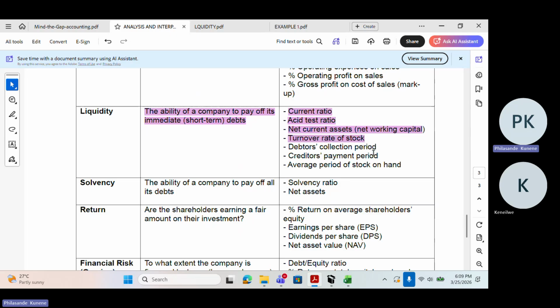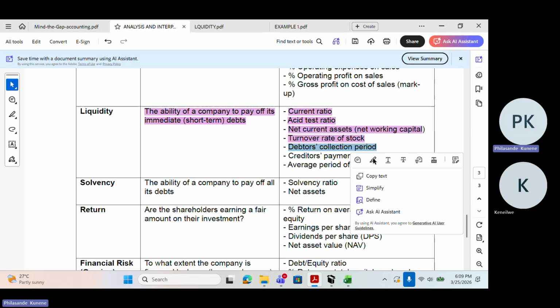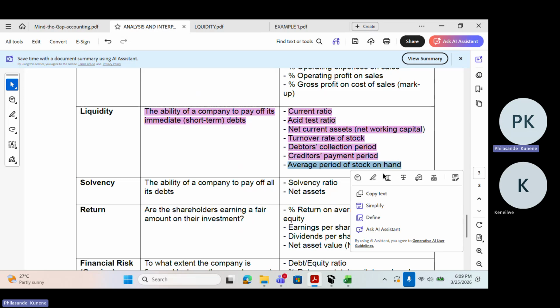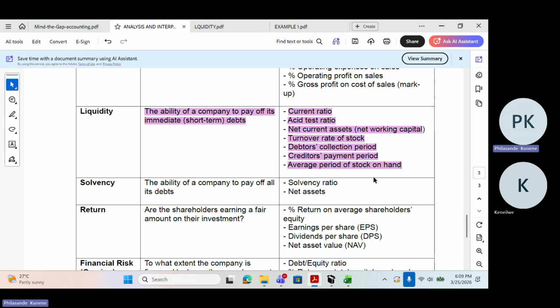Turnover rate of stock. We sometimes call this the stock turnover rate. Debtors collection period. And then we have creditors payment period. And then we have average period of stock on hand. These are the ratios that we have under the liquidity.